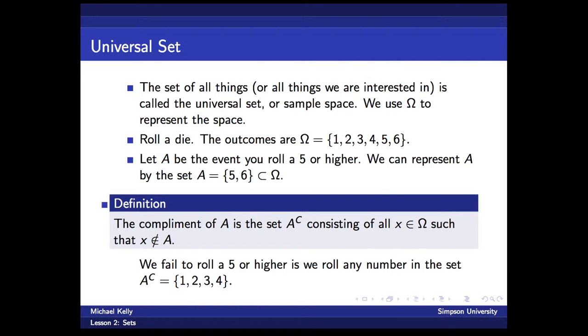The complement of a set is everything in the universal space that's not in the set. So we denote this with an A with a superscript C, or whatever the set's called, with a superscript C. For example, if we fail to roll a 5 or higher, that's the complement of A, meaning we didn't roll a 5 or higher, which would be everything else, 1, 2, 3, and 4. That's not inside of A.